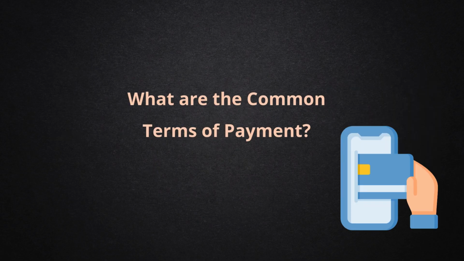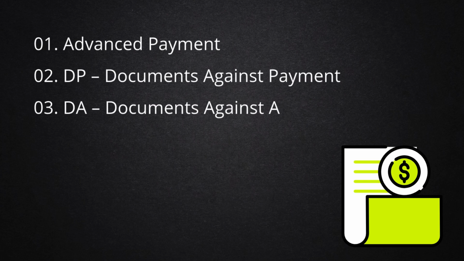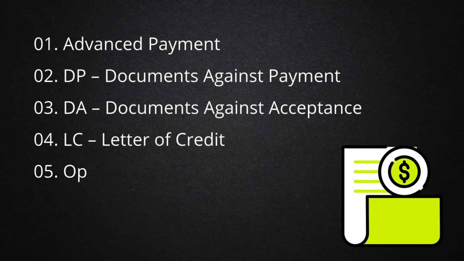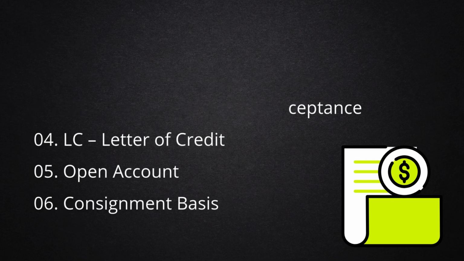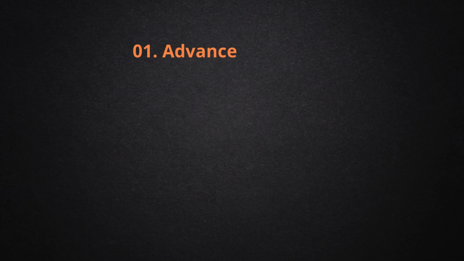What are the common terms of payment? Here is the list of payment methods which are internationally recognized and which we are going to learn about. 1. Advance payment. 2. DP, documents against payment. 3. DA, documents against acceptance. 4. LC, letter of credit. 5. Open account. 6. Consignment basis. Now, let's learn about the international payment terms in detail. First, we will look into the advance payment.